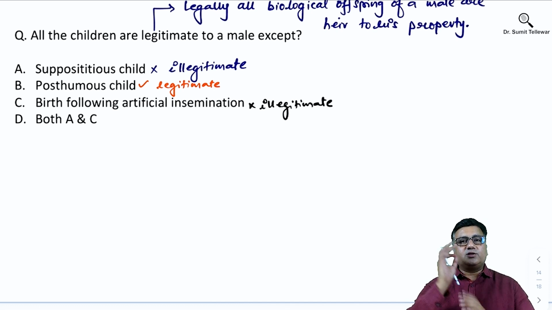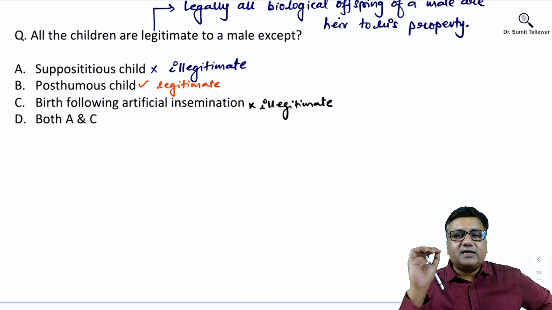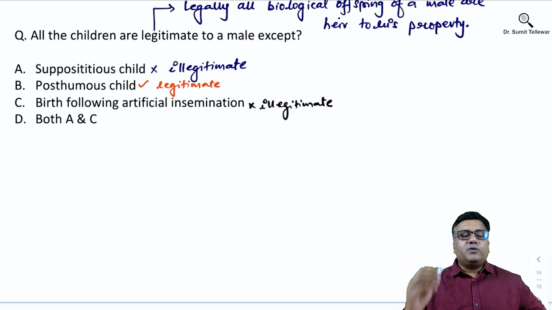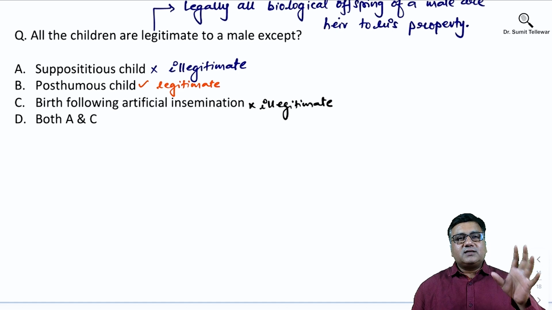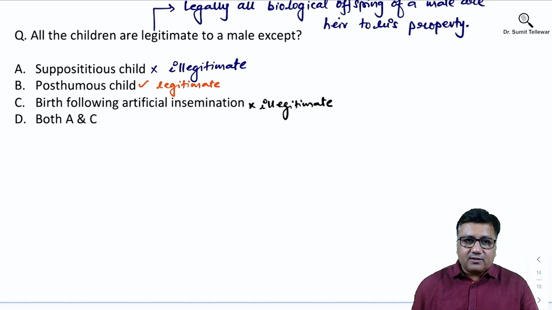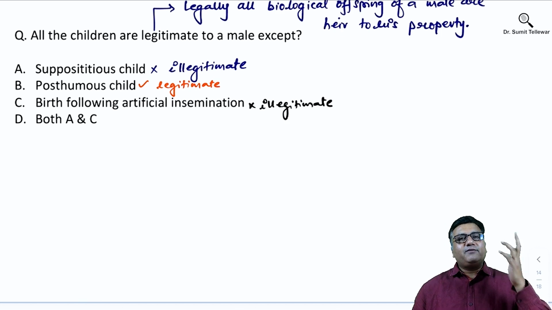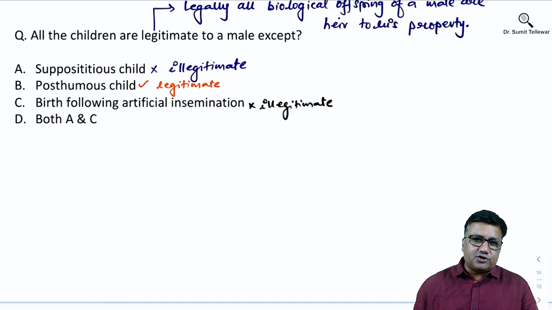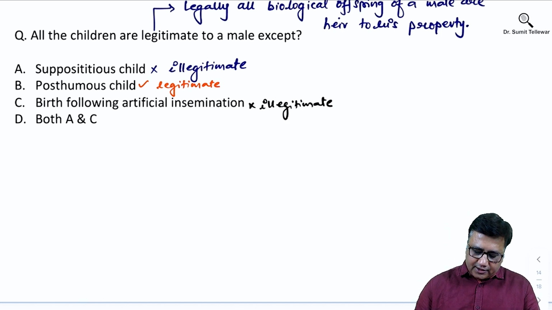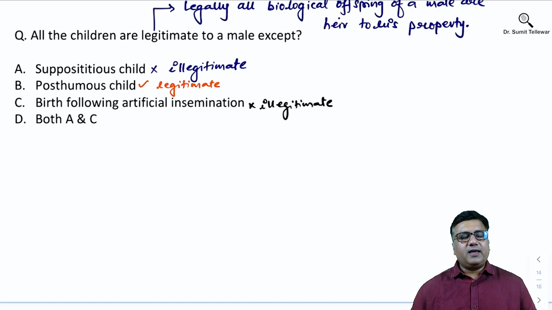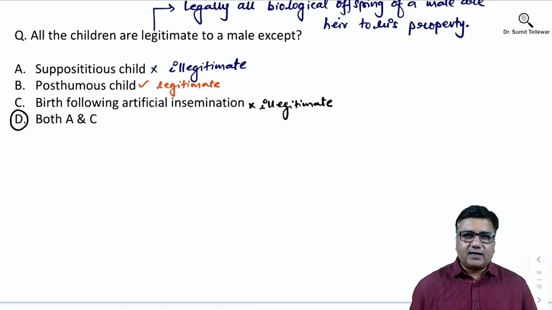Again, I'll stress upon this fact, the issue of legal legitimacy is whether the child is heir to the property of the father or not after birth, right? Which means all children are legitimate to a male except supposititious child भी illegitimate है, और artificial insemination के बाद भी illegitimacy का status है. Correct answer is both A and C, right?